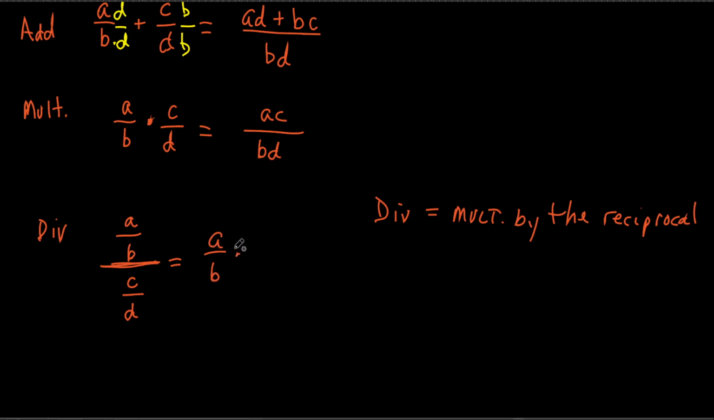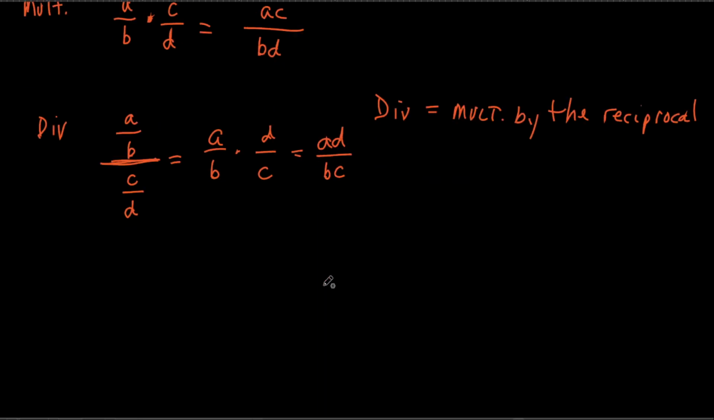Instead of dividing with fractions, what do we do? We multiply by the reciprocal, or you just flip it, okay? So you just flip it, and that's D over C. And now what we did is we took a division problem and turned it into a multiplication problem. All right, and now we already know how to multiply. So on this one, what is it? It's AD over BC, and that's our answer for that. Pretty simple, right? All right.